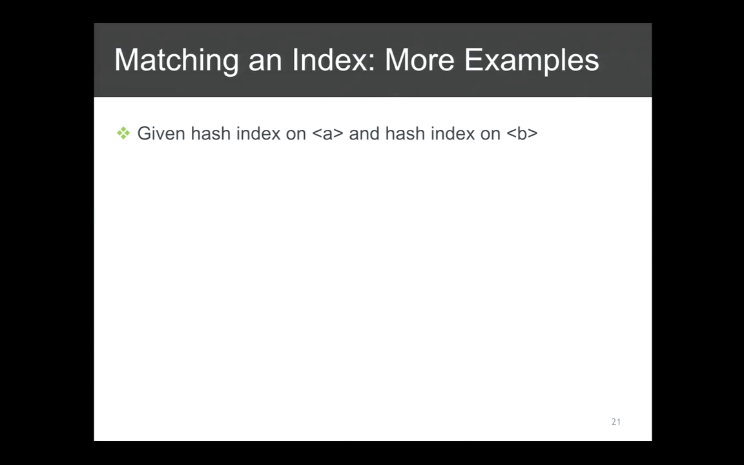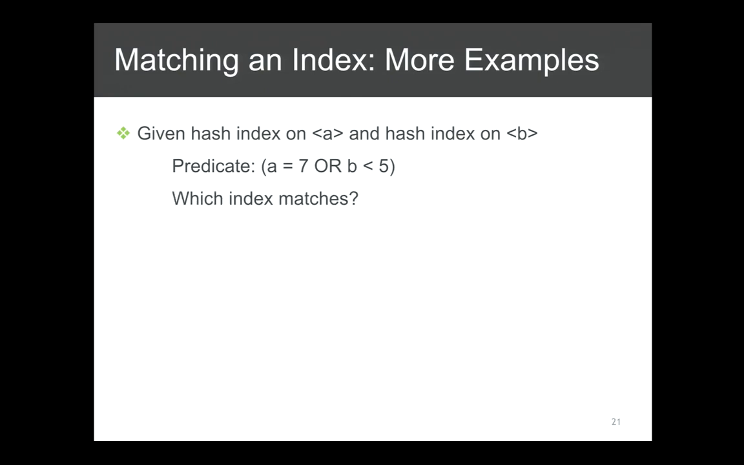So let's look at more examples of more complex predicates and matching of indexes. Let's say we are given a hash index on A and a hash index on B, and the predicate is A equals 7 or B equals 5. So in this case, do either of these indexes match this predicate?